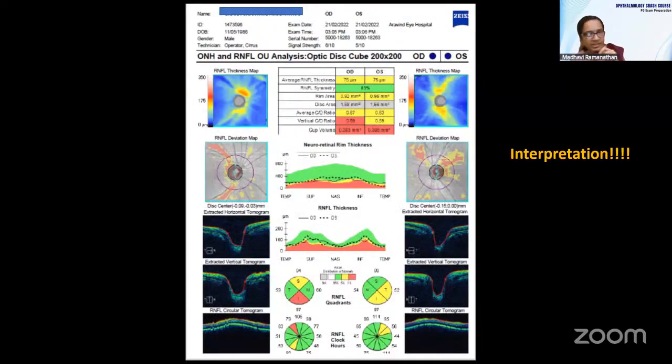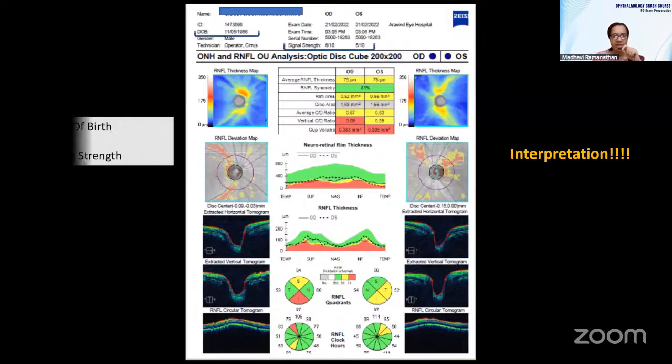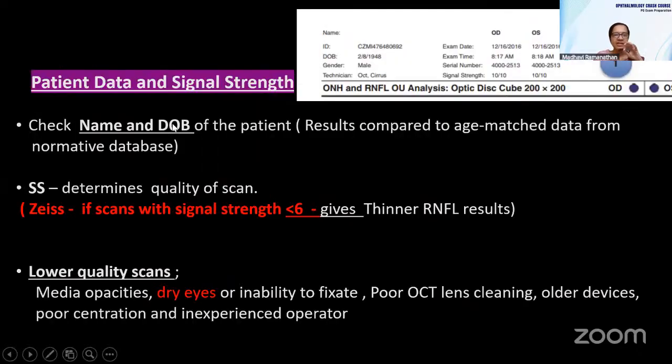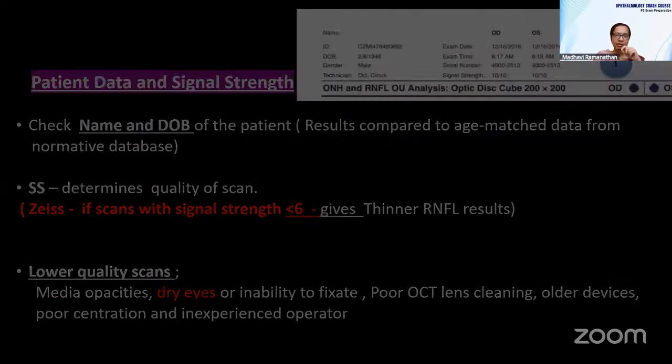So let's jump into the interpretation part, which is going to be most important for your practical. At the start, you look at the date of birth as well as the signal strength. Why is this very important? Because the date of birth and the name are related to the age matched normative database. The quality of the scan is determined by the signal strength. One has to remember this varies from machine to machine. For Cirrus OCT, the operator should ensure a value of more than 6. If it is less than 6, you are going to get a thinner RNFL as false results. Another important thing, you have to look at the quality of the scan, whether there is any media opacity, dry eye, inability to fixate, poor OCT lens centering, older devices, poor centration of the scan itself, and inexperienced operators. All these are going to give a poor quality scan.